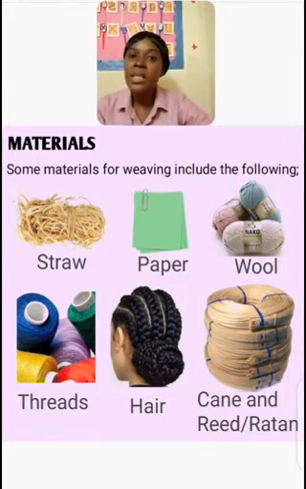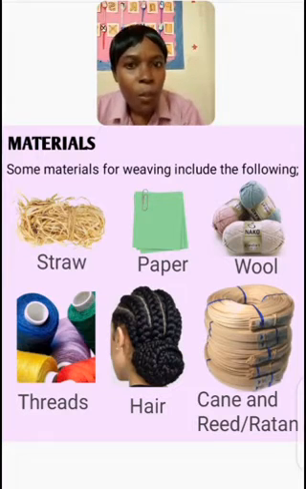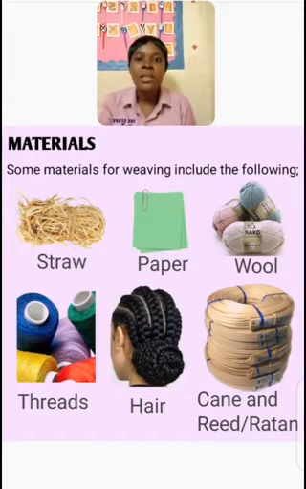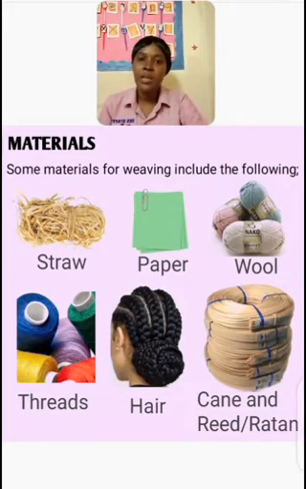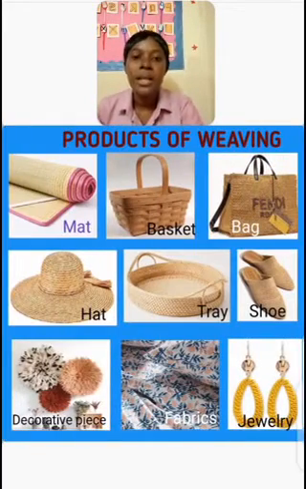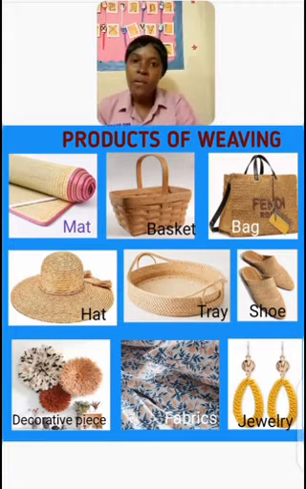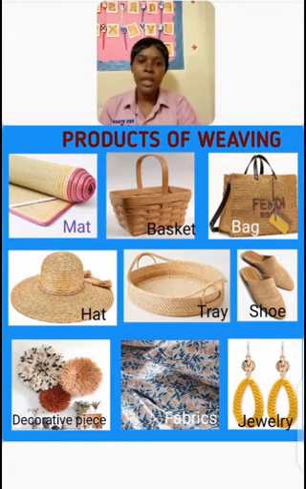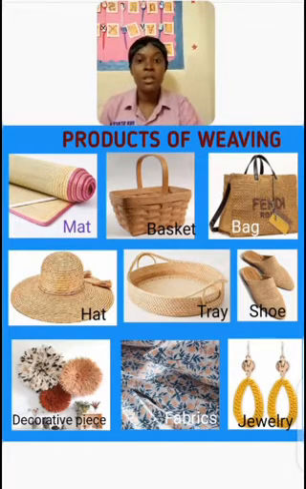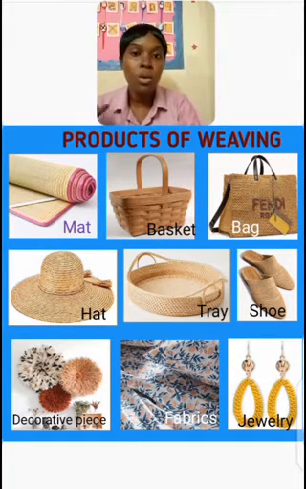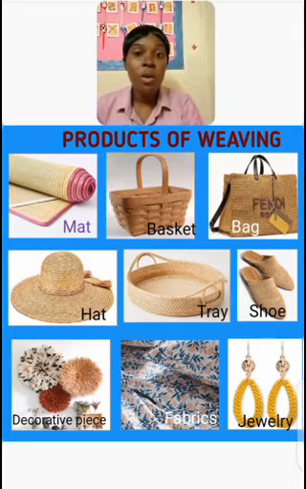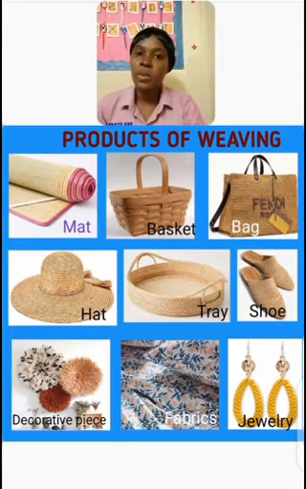The next question is, what can be woven? What are the objects or products of weaving? Okay, that's what we are going to be discussing next. Products of weaving. Now I just gave you a few pictures. You can weave way more than these products, and I would like you, before I go through them, on your own to search for other objects that can be woven.